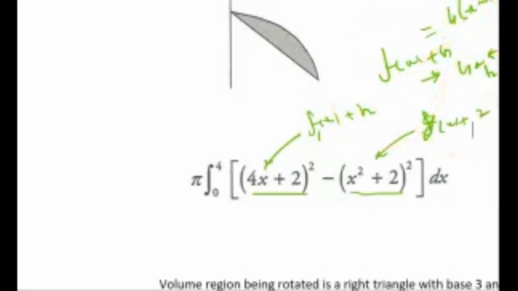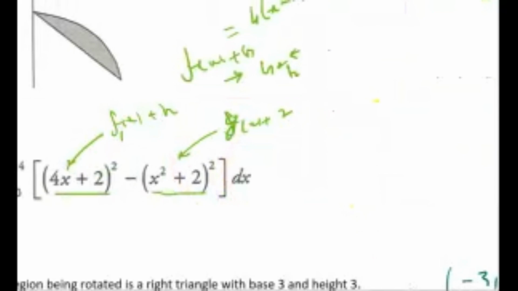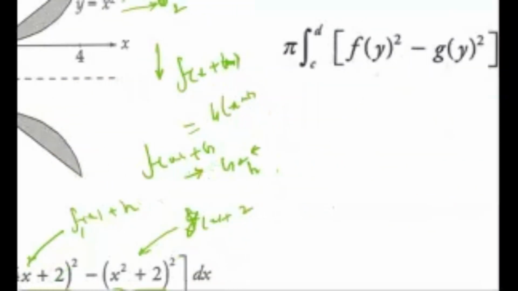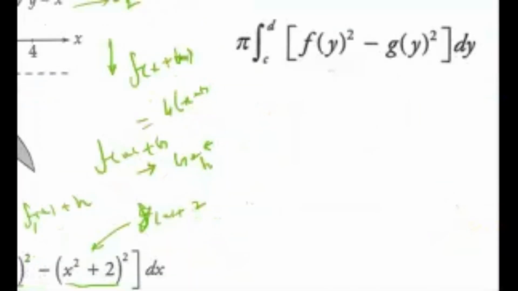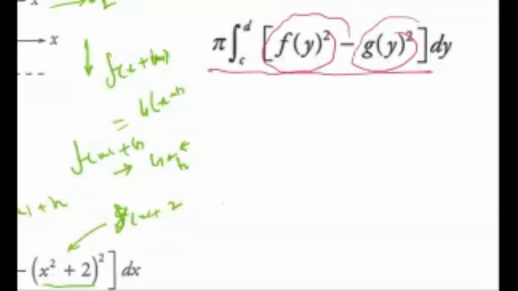What is the original formula we have in this case? The formula is pi times the integral from c to d of f of y whole square minus g of y whole square. That is the square of one function minus the square of the other function, subtracting the squares of the two functions. Using this formula, you will be solving it.